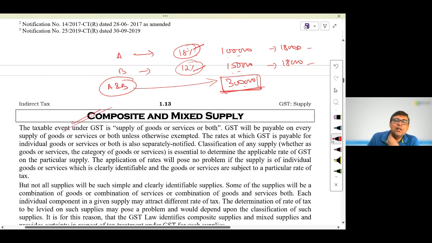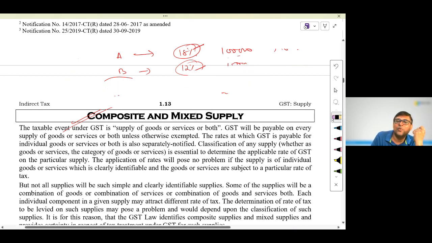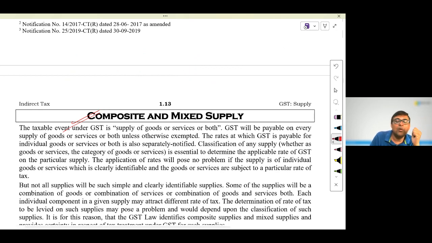In this chapter, they suggest that a bundle of goods or services or both or any combination thereof, where 2 or more supplies are made, may be a composite supply, or may be a case of mixed supply. If it is a case of composite supply, what should be charged as the GST rate? And if it is a case of mixed supply, then what should be the rate of GST? It is pre-described in this chapter.